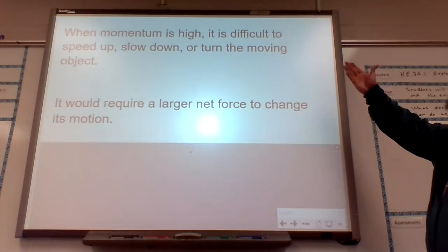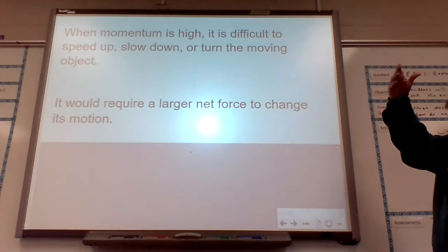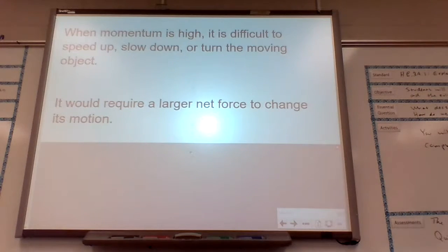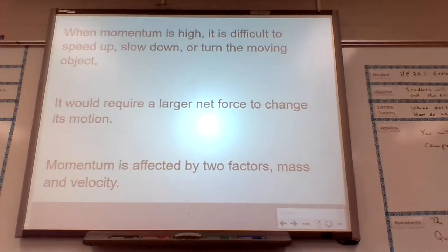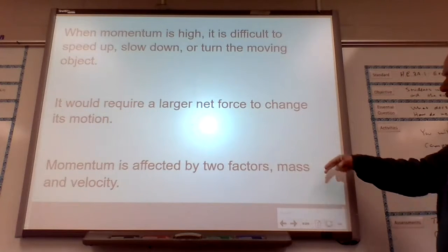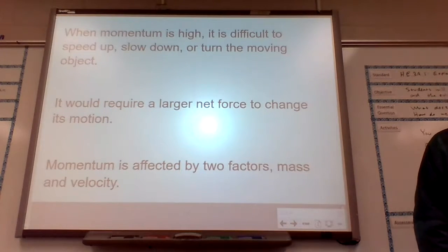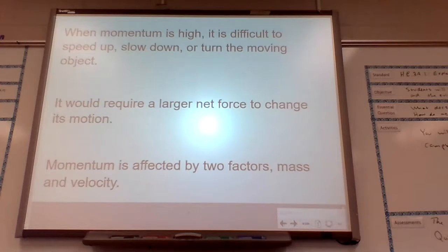That bowling ball is moving, it has high momentum. It would require a larger net force to change its motion, to slow it down and stop it, and then speed it up the other way. As I said a couple of times now, it's affected by two factors, mass and velocity. Inertia is only affected by mass because momentum applies to moving objects. The velocity is going to factor in there as well. This is also why something that's not moving has no momentum. If it's not moving, its velocity would be zero. And when you plug zero into its calculation, you get zero.